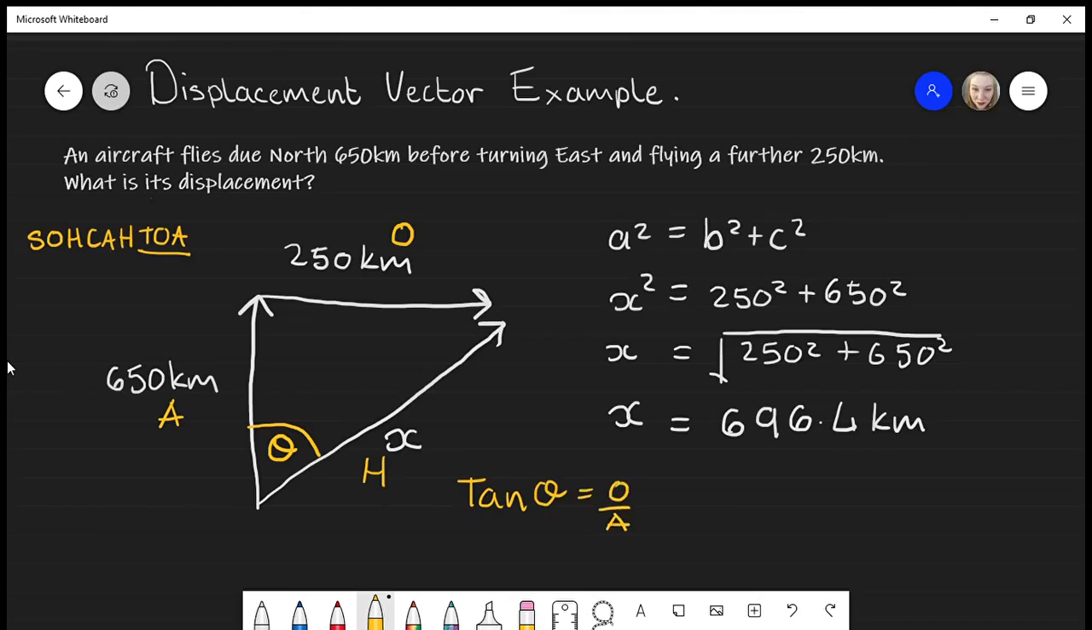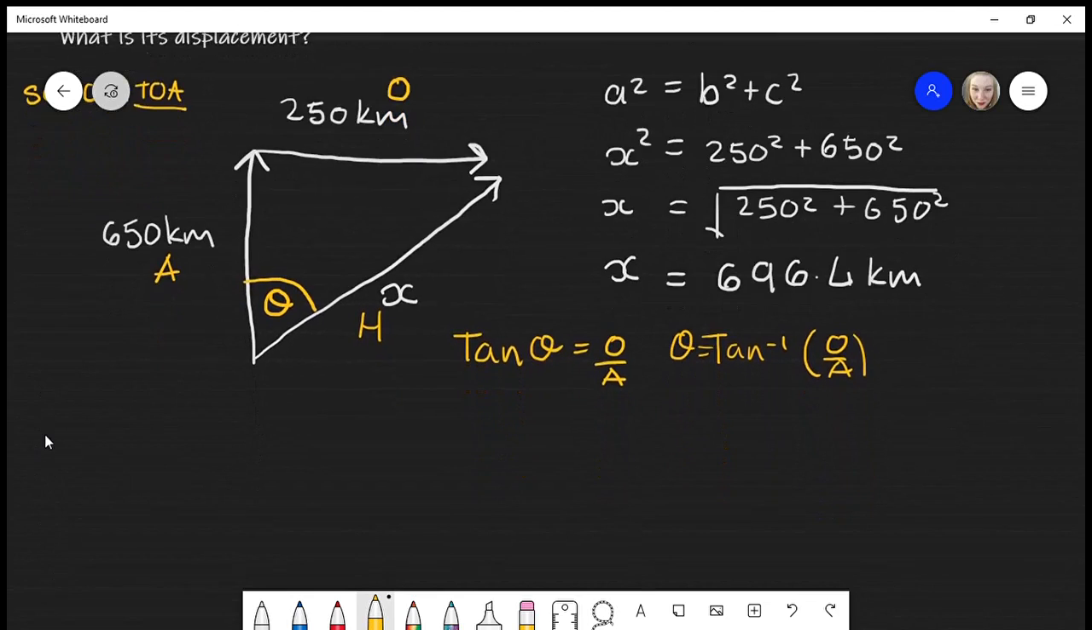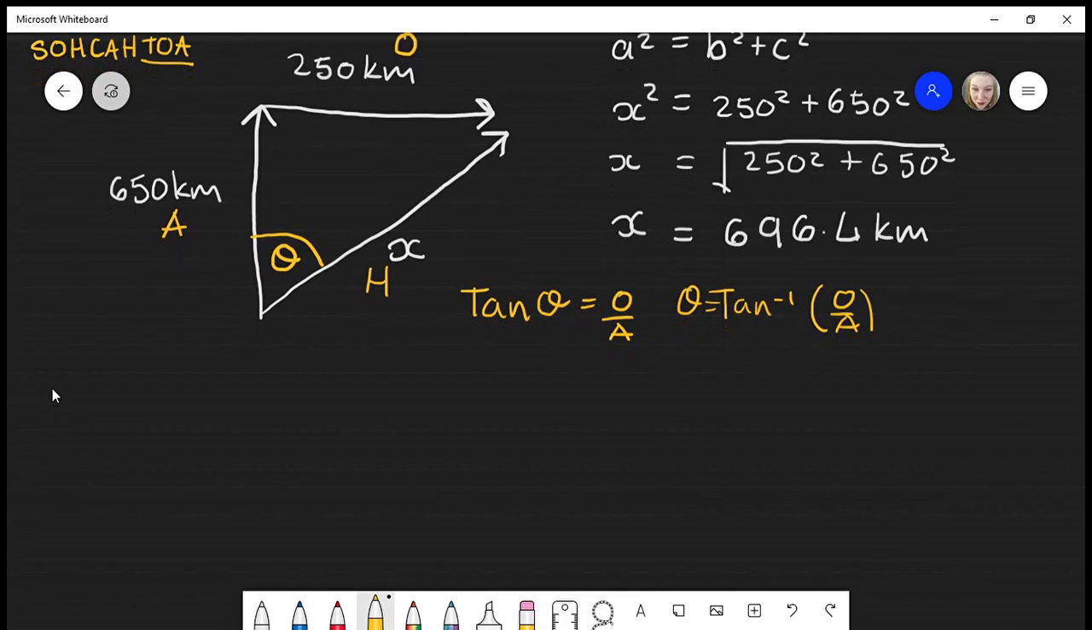So if we want theta on its own, theta is tan minus 1 opposite over adjacent. Therefore, theta is, when I type it into my calculator, and do make sure that it is in degrees if you are using a scientific calculator, because you will get a different answer. You don't want it in radians. So the degrees is 21.03 degrees, so I'm just going to round it to 21 degrees.